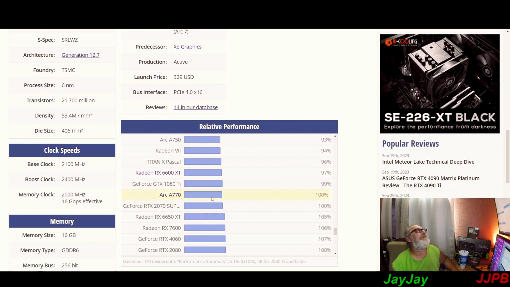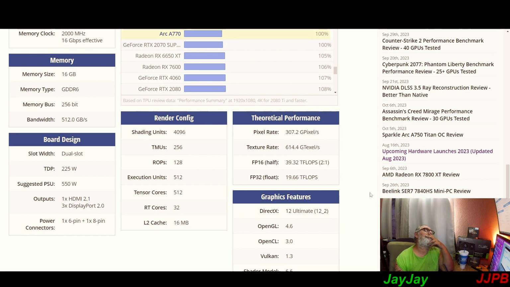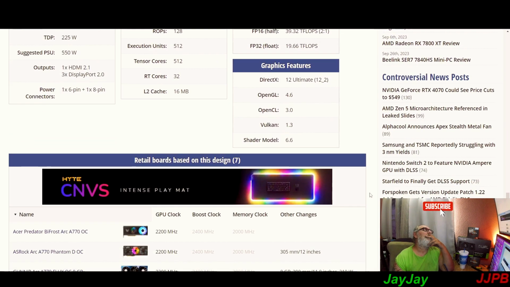But see, now this is, I don't know if this is a screw up by TechPowerUp or something, but it has the Arc A770 all the way down by a 1080 Ti. I don't know if that is a screw up or something else, because that card's sounding that good. Oh, you know what? For the price point of $300, it makes sense.